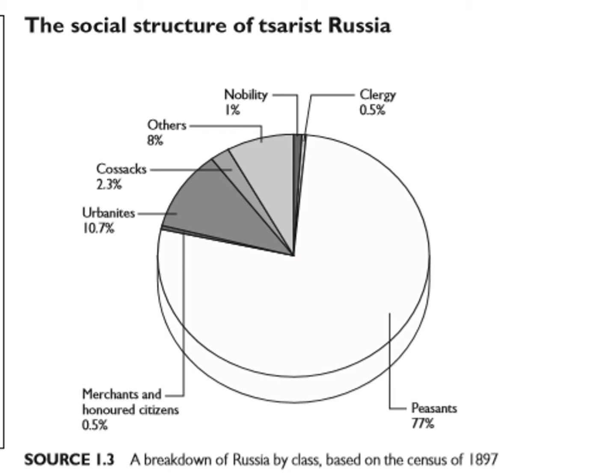Basically, the structure looks like this. 77% of them are peasants. You've then got the merchants and honoured citizens making up less than 1%. You've got the urbanites, making up about 10%, nearly 11%. You've got the Cossacks, and then the others as well, and then the nobility, which is literally like 1% of the population, but they're the 1% that have the most control. The major percentage of the population is the peasantry, and they don't have any control over almost anything in their lives.